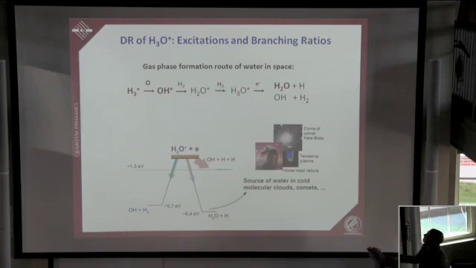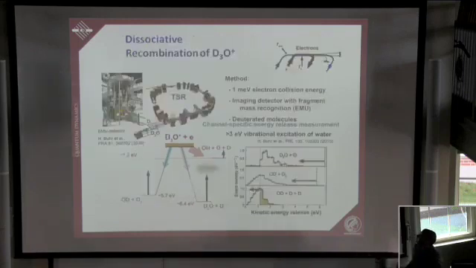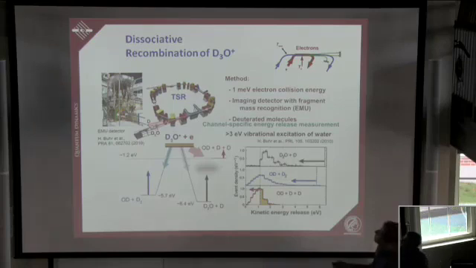This process has been studied a number of times. What's especially important is the branching ratio between these two states here. It is typically around 0.25 or 0.15. And so the reaction can go different pathways. It's a source of water in cold molecular clouds, and it also might be the source of emission coming from comets. So here, to get the branching thresholds, we've used a very new detector.